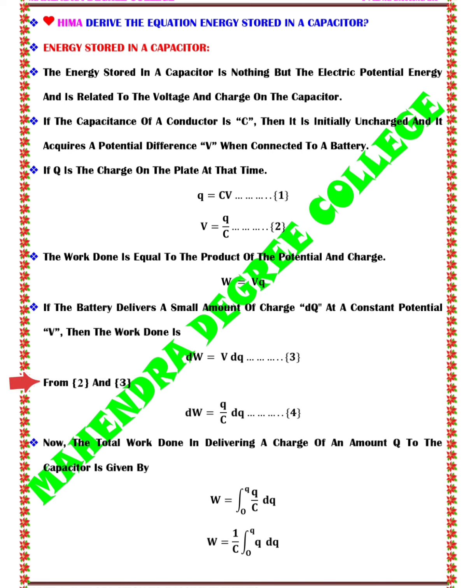From equations 2 and 3, where the V value is substituted in equation number 3, we get dW equals Q by C into dQ. This is equation number 4.